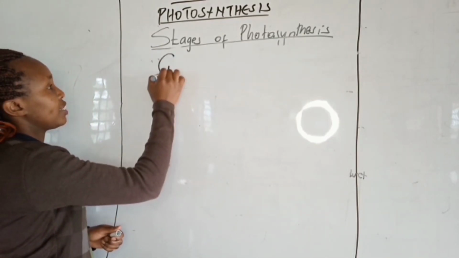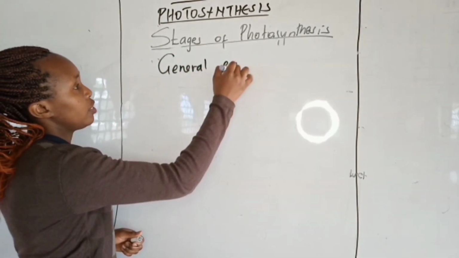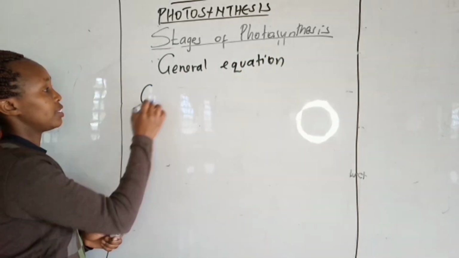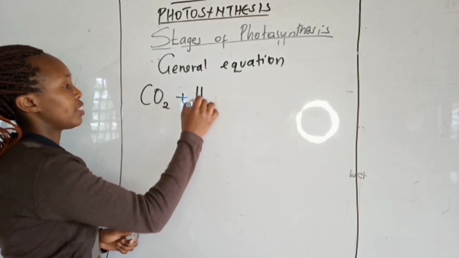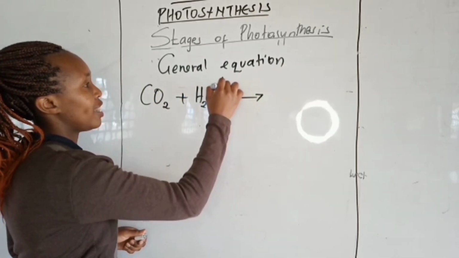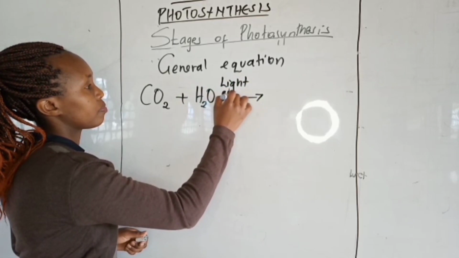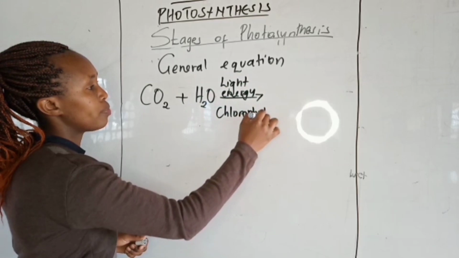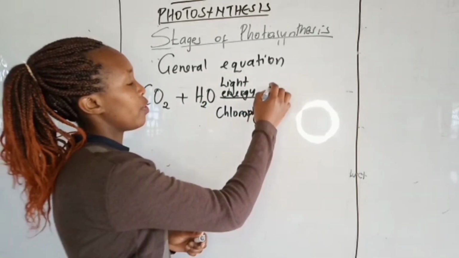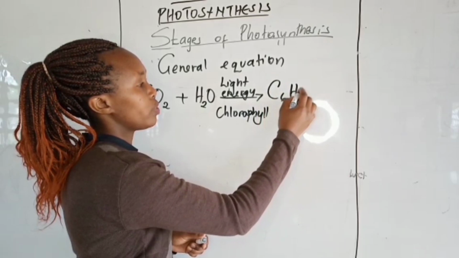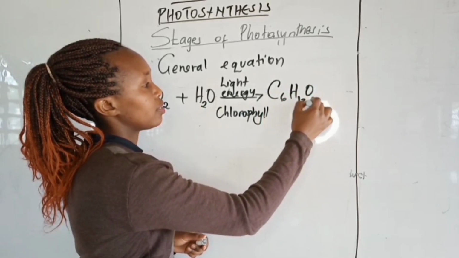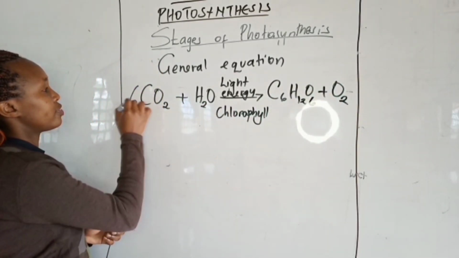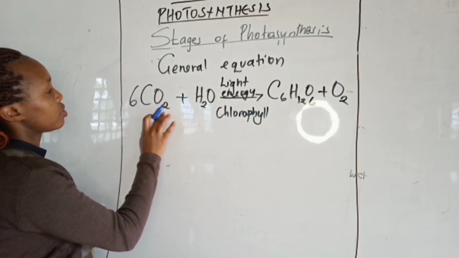The first thing we start with is looking at the general equation for photosynthesis. We said we have carbon dioxide. We react that with water in the presence of light energy. So we have to have light, and we need to have chlorophyll to be able to absorb that light. We are going to get a glucose molecule, which is a carbohydrate, and oxygen gas. So to balance, we are going to have 6 carbon, oxygen here we have 12.